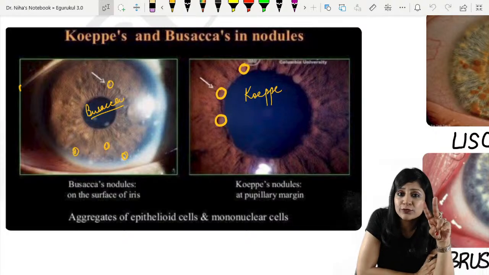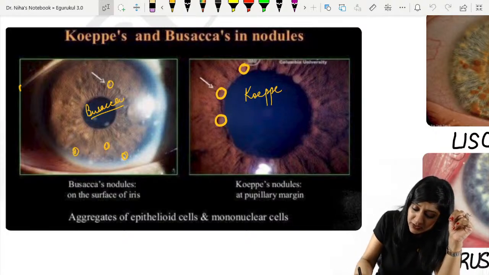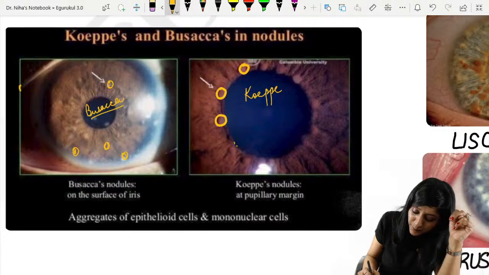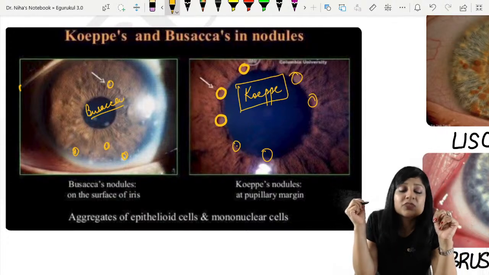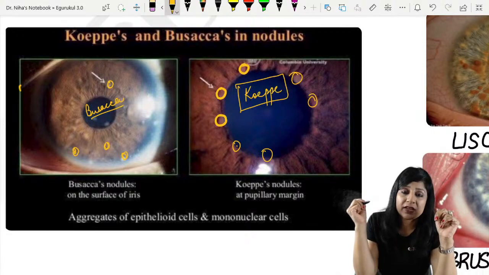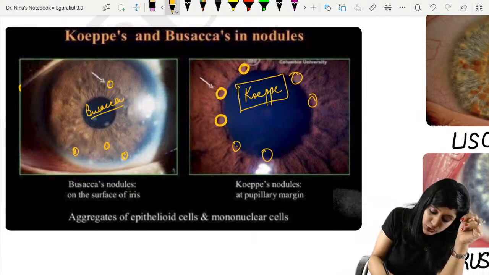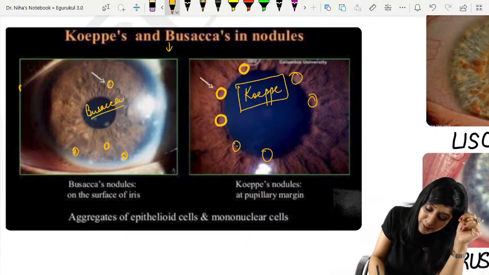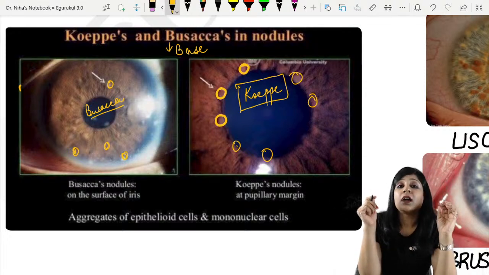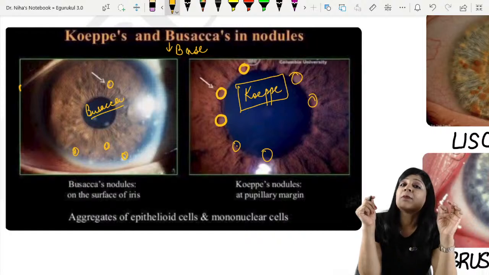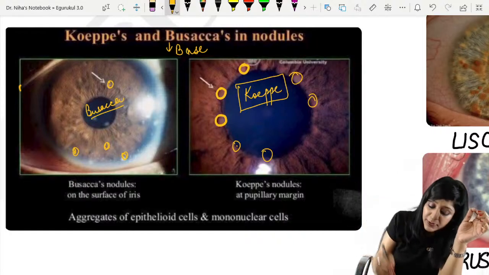Now you have got two kinds of nodules. The one is which are present over the pupillary margin. So the ones which are present just at the pupillary margin will be your Koeppe nodules. And the other ones are those present at the base of the iris or the mid periphery. So always remember: B for base and B for Busacca. So the ones which are present at the base of the iris or at the peripheral area will be your Busacca nodules. While Koeppe nodules mein kya hai?